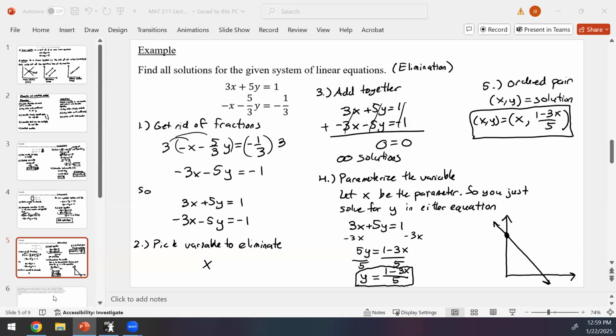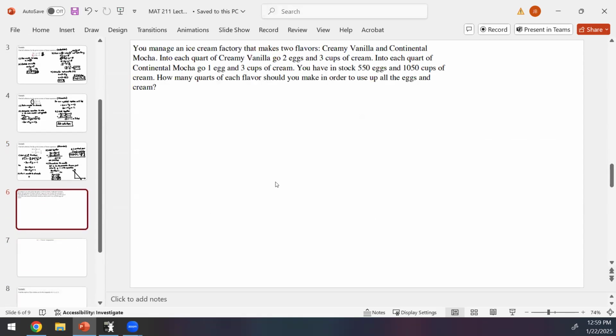So now let's apply this to a word problem. This word problem comes from your practice exam, which is located on the Mat 211 website. Everyone has access to that. You manage an ice cream factory that makes 2 flavors, creamy vanilla and continental mocha. Into each quart of creamy vanilla goes 2 eggs and 3 cups of cream. And into each quart of continental mocha go 1 egg and 3 cups of cream. You have in stock 550 eggs and 1050 cups of cream. How many quarts of each flavor should you make in order to use up all the eggs and cream?